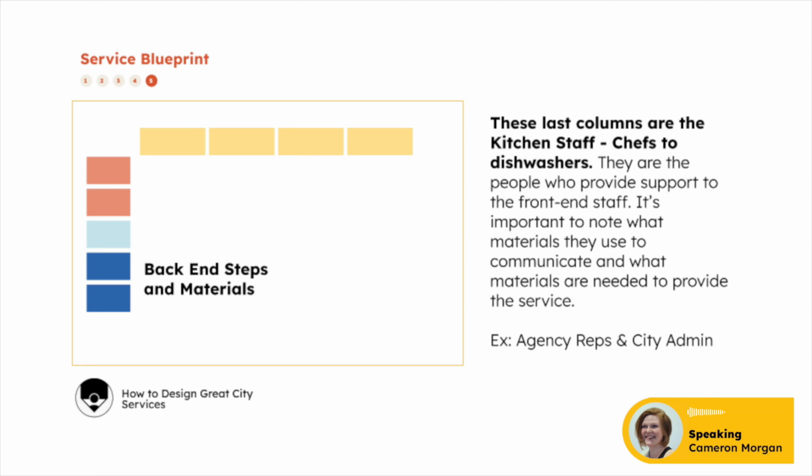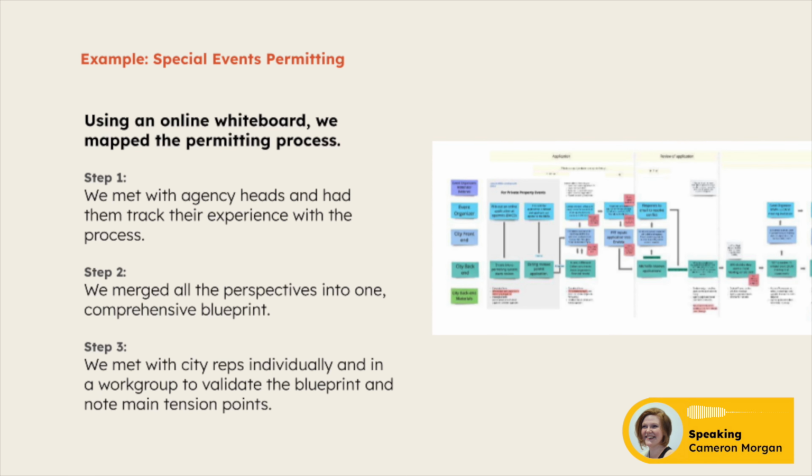So you can see a little snapshot. I'm sorry I couldn't make a bigger one. It was a very long horizontal map for our special events permitting process. But you can start to see some of the arrows, how we broke it out.